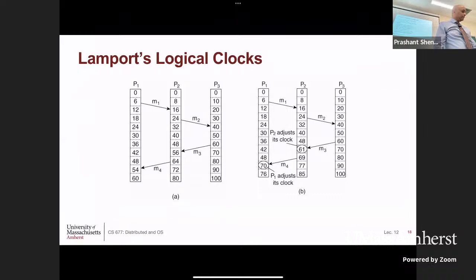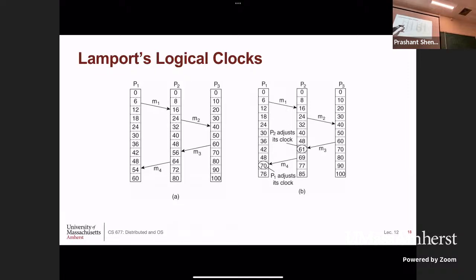This is going to give us that property examples, and we'll try to see what happens. Okay, so there are two cases here. There is process P1, P2, P3 in the first figure, the same 3 processes in the second figure, and we'll see some messages going back and forth. The values are logical clock values that are at different points in time.